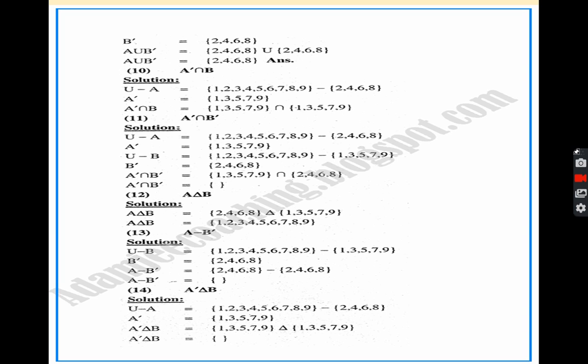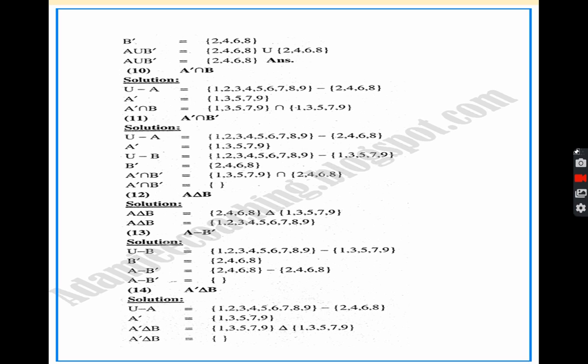Tenth question, A complement intersect B. Now firstly we will find the A complement value. The formula of A complement is equal to U minus A. U minus A is equal to 1, 2, 3, 4, 5, 6, 7, 8, 9 minus the value of A, which is 2, 4, 6, 8. So the answer of A complement is equal to 1, 3, 5, 7, 9.